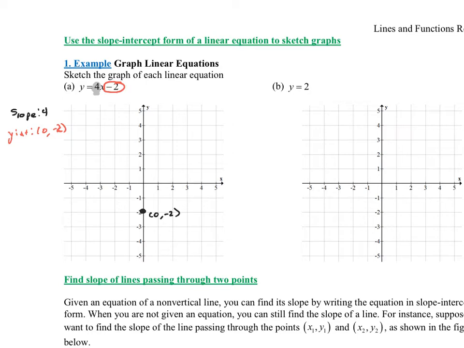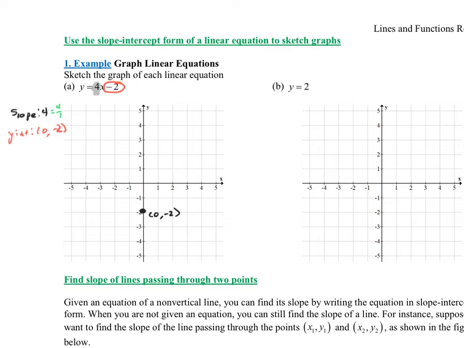Now I'm going to look at my slope. My slope is 4, but how I want to think of that is 4 over 1. This gives me rise over run. The top number is the rise, so that tells you whether you go up or down. If it's positive, you go up. If it's negative, you go down. The bottom number is the run, so that's left or right. If it's positive, you go right, and if it's negative, you go left.